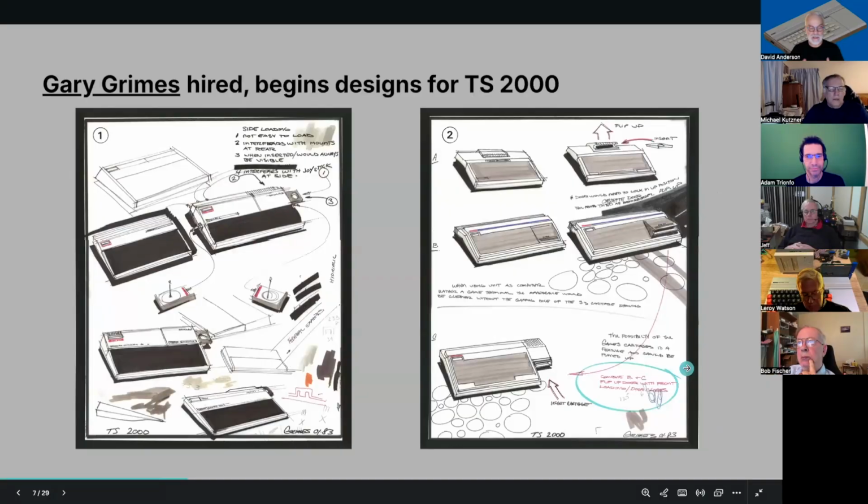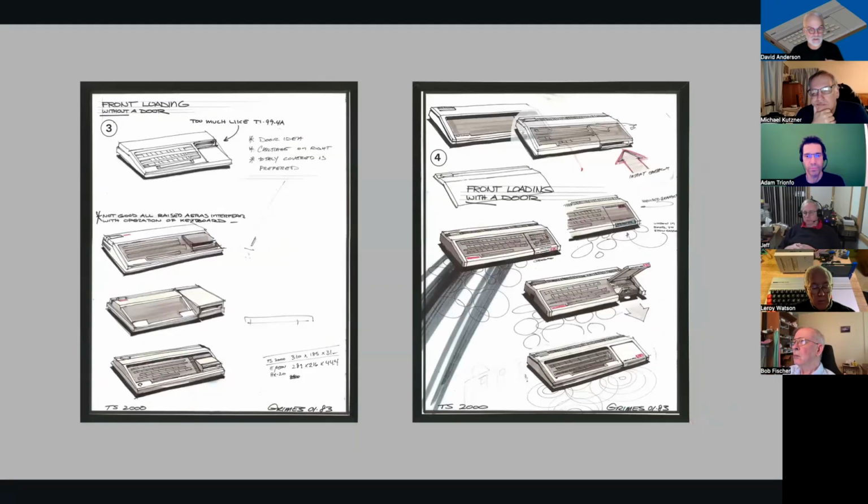All right. So again, in January, Gary Grimes was hired, and literally immediately, the dates on these drawings are January of 1983. He starts working on what this thing is going to look like. This is the equivalent of 15 minutes after CES, and they're already going down the path of it not looking like a Spectrum. So he did a bunch of these ideations, which you can see in much larger, higher resolution on the website, full of hilarious comments like "too much like the 99 4A."